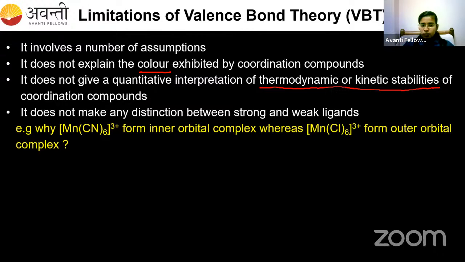So in one complex, we have CN minus ligand and in the other complex, we have Cl minus ligand. CN minus forms inner orbital and Cl minus forms outer orbital. So this we know, but it did not give any explanation why CN minus is a strong field ligand and why Cl minus is a weak field ligand. Okay, so no explanation was given for strong field and weak field. Okay, so all these are the limitations of valence bond theory.